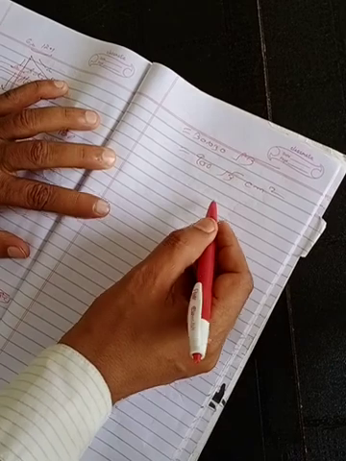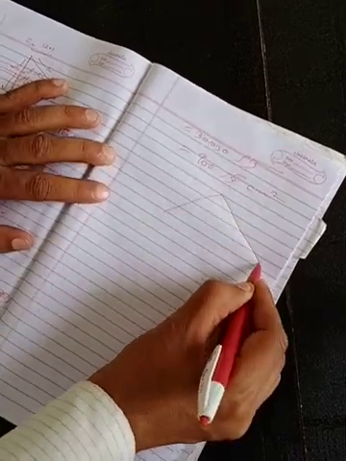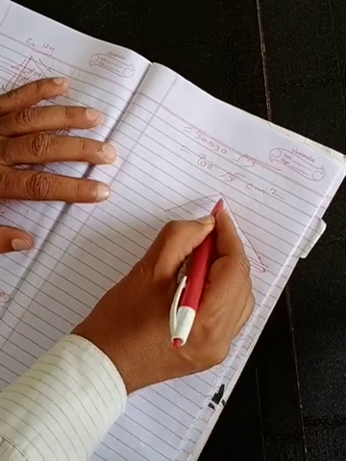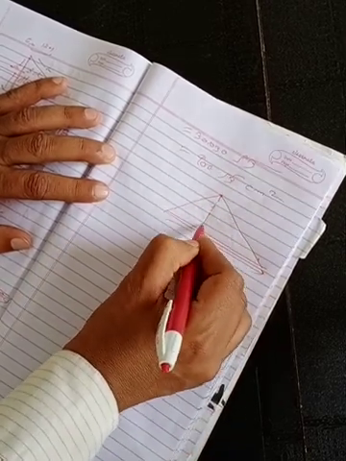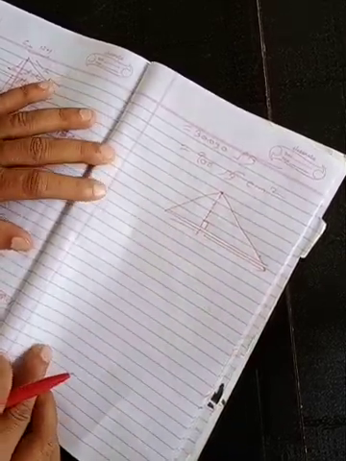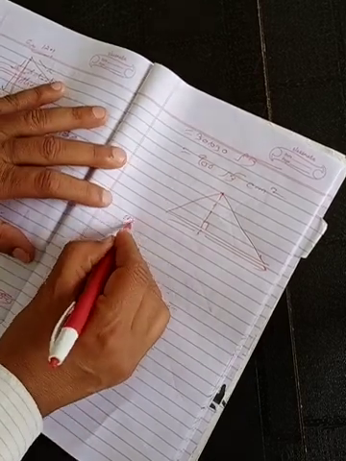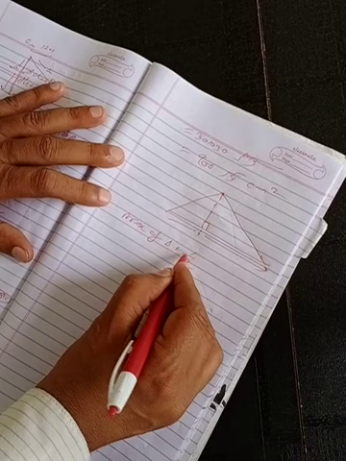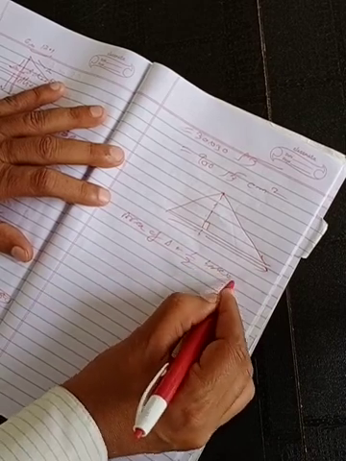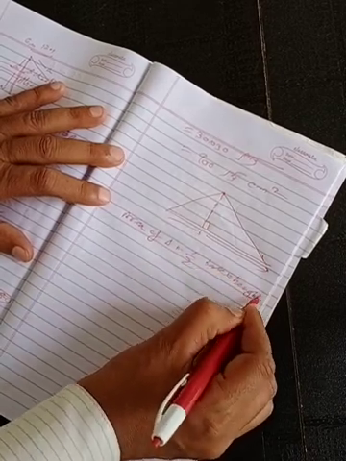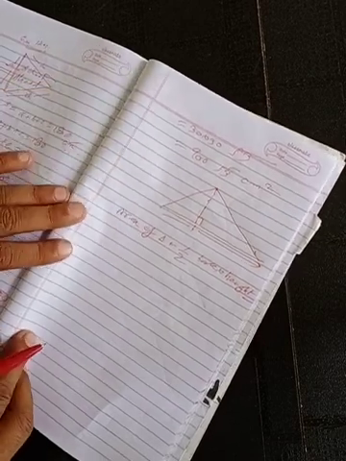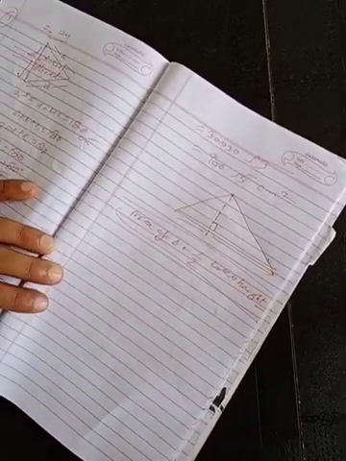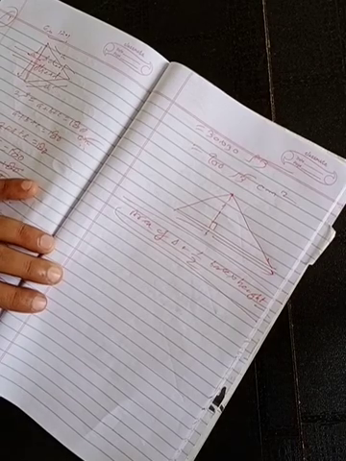One more formula for finding the area of a triangle is this. When you are given a base and its perpendicular height, this is a very general formula that you have been using since 7th class. The area of a triangle is equal to 1 upon 2 base into height. This is the very basic formula, so whenever you are given a base and its perpendicular height, you can use this formula.